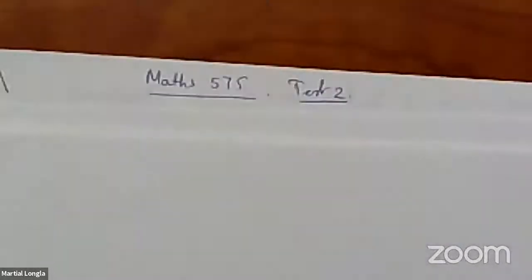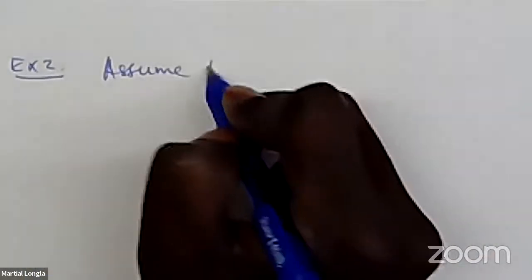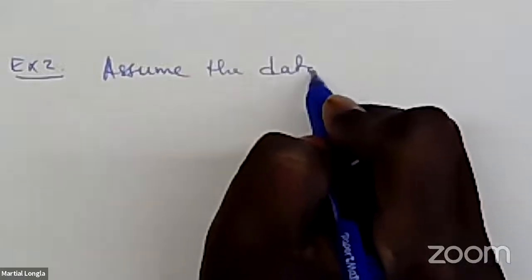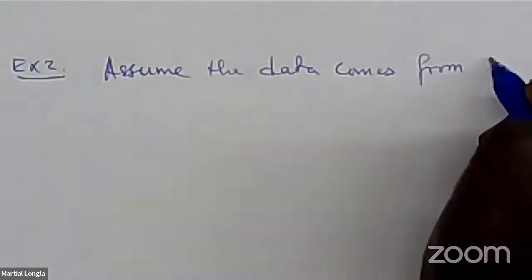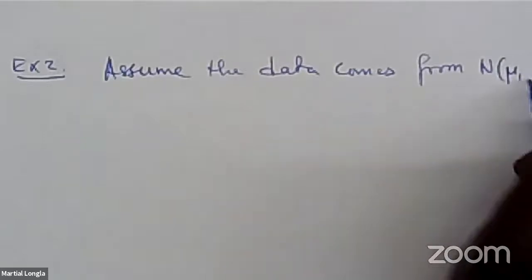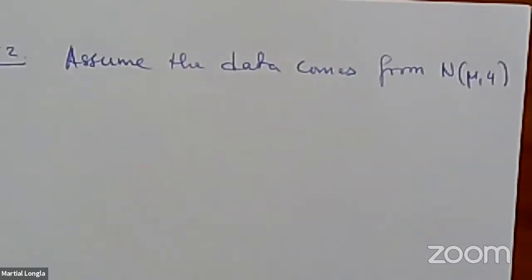that I can do that in one problem here. Assume the data comes from a normal with mean mu and variance 4. Now you know the variance is 4. It's given, so you're not going to estimate it.